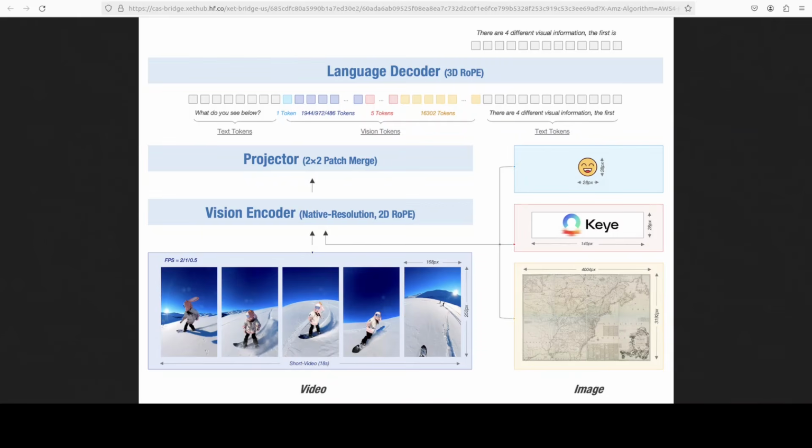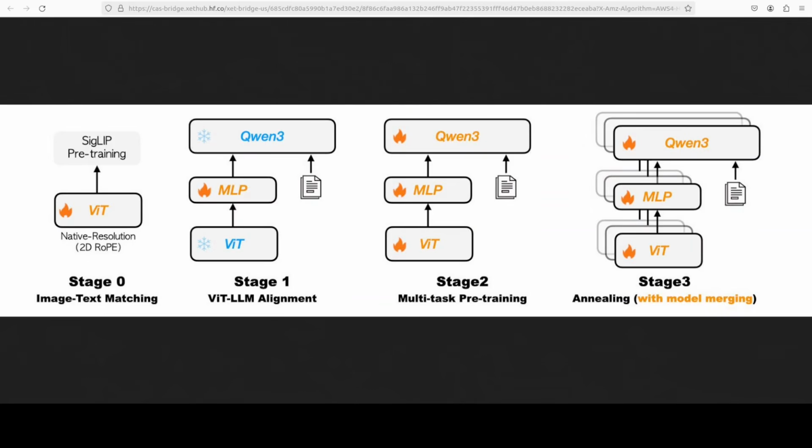Also, interestingly enough, this model uses 3D RoPE for unified processing of text, image and video information, where it establishes a one-to-one correspondence between position encoding and absolute time to ensure precise perception of temporal changes in video information frame by frame. And then they also have shared their pre-training pipeline, where they use a 4-stage progressive strategy. First one is image text matching, then they are using vision transformer to LLM alignment, and then there is multitask pre-training, and then annealing with model merging.